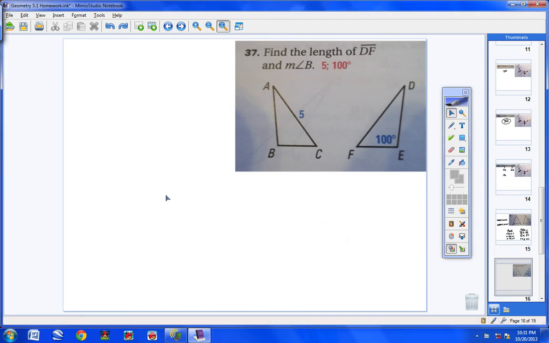All right, the directions for 37 through 40 say, using congruent triangles, answer the following questions, 37, 38, 39, and 40. All right, so we are told in the directions that these two triangles are congruent. Okay, so they want us to find the length of DF. Well, here's DF right here.